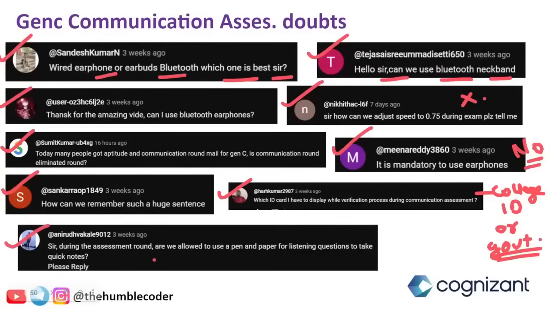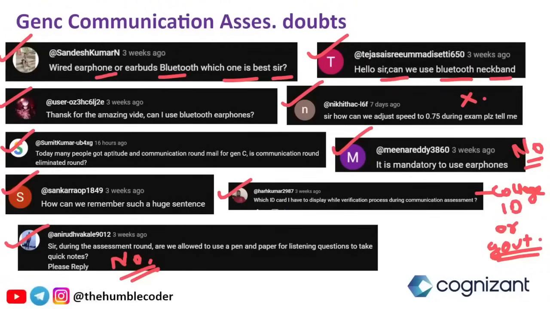Sir, during the assessment round, are we allowed to use a pen and paper for listening questions to take notes? Please reply. See, no. Definitely I would say don't do that, and don't even make the mistake of noting down things on pen and paper. There are many reasons for that. First reason being, you will not have that much time.